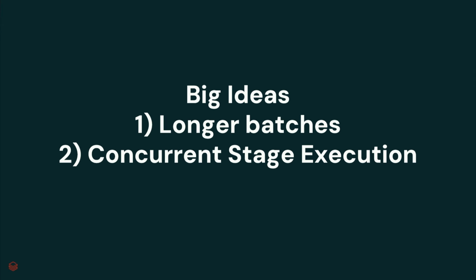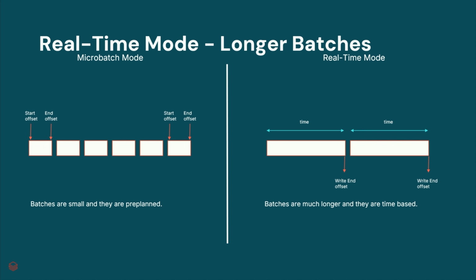So let me talk about how real-time mode works. The big ideas are running longer batches. There's a lot of overhead in how we run micro-batches in the existing execution modes. So let's run longer batches, make tasks more long-lived, and also do concurrent stage execution, where all stages run at the same time. So here's a depiction of that.